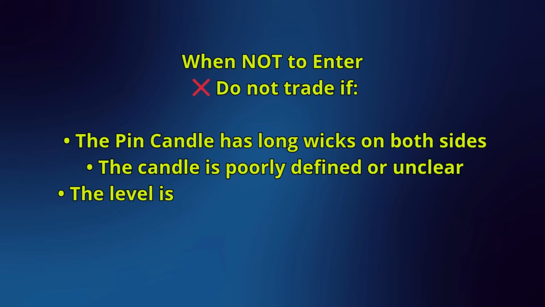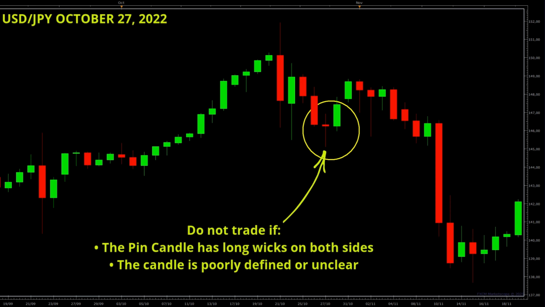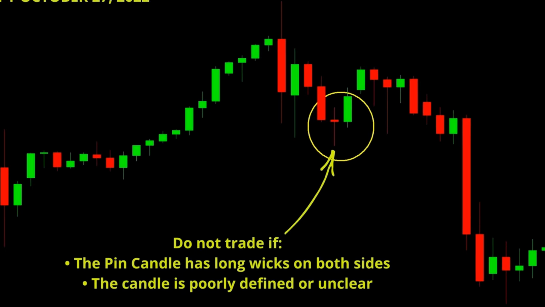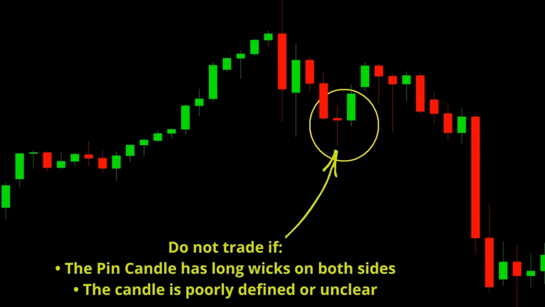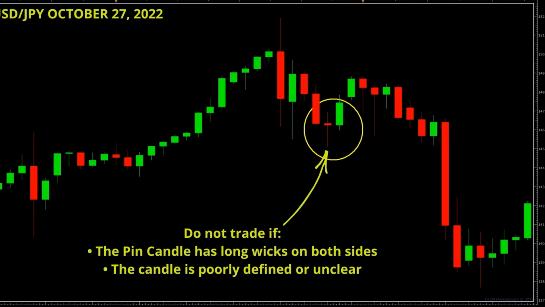Crucially, knowing when not to enter is key. Avoid trading if the pin candle has long wicks on both sides, as this is a sign of indecision, not definitive market rejection. Similarly, do not trade if the candle is poorly defined or unclear, as seen in this example. Finally, an obvious point: avoid trading if the key level is not clearly visible or was not respected by the price action in the past. Remember, if the situation is not perfectly clear, don't act.